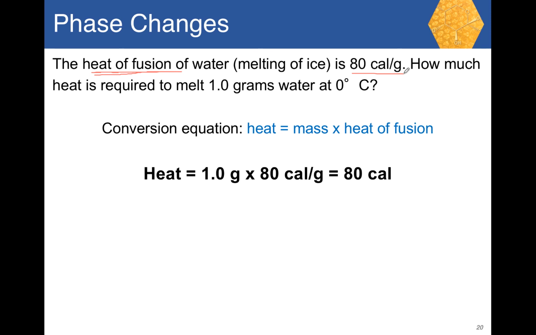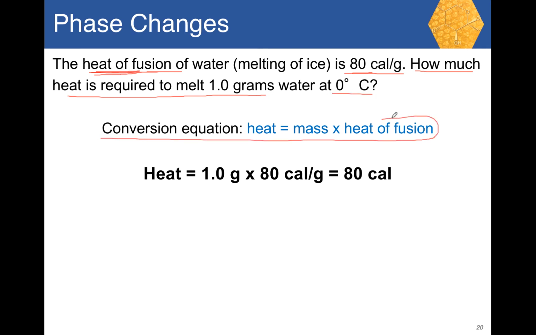It's in books. It's in tables. So you need not memorize this. It is a value that's readily available. So the heat of fusion, the heat required to melt a gram of ice, is 80 calories. So the heat that's supplied goes to melt the ice and not raise the temperature. So here's a question. How much heat is required to melt 1 gram of ice at 0 degrees?